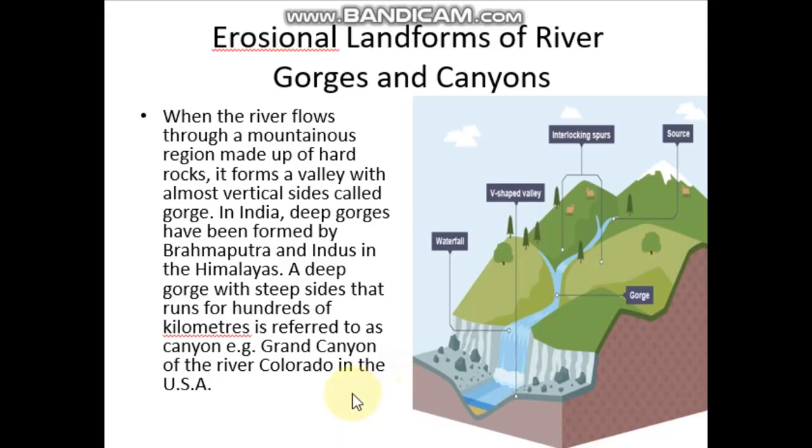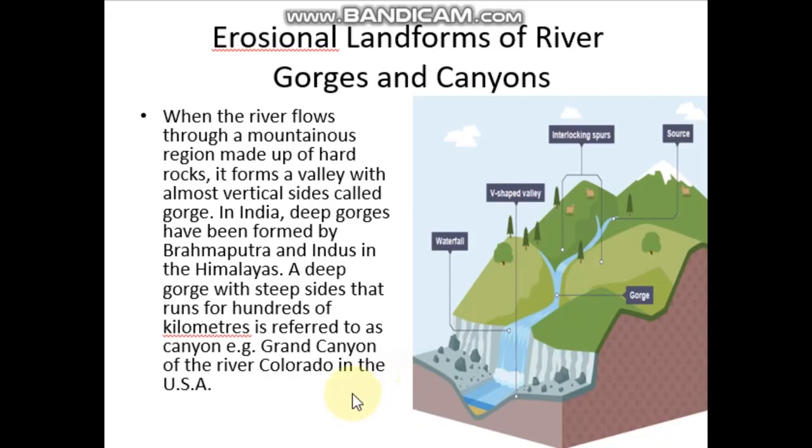A deep gorge with steep sides that runs for hundreds of kilometers is referred to as a canyon. Example, the Grand Canyon of the river Colorado in the USA. So please listen: erosional landforms of river, gorges and canyons. In India, these were formed by the Brahmaputra river and the Indus river.